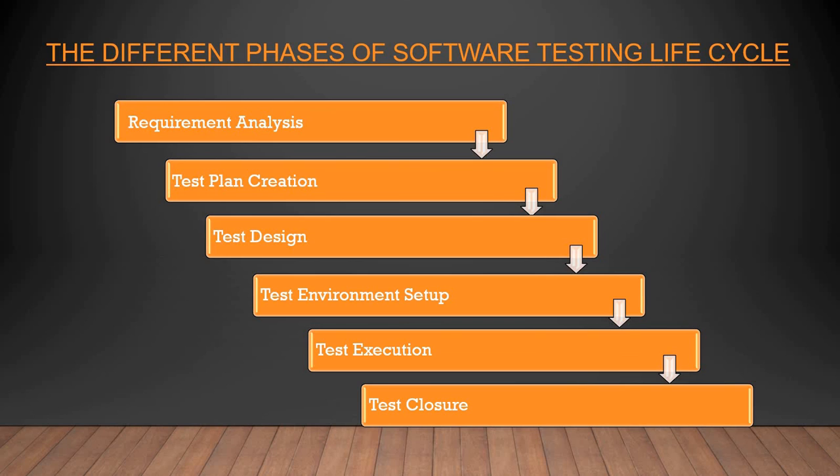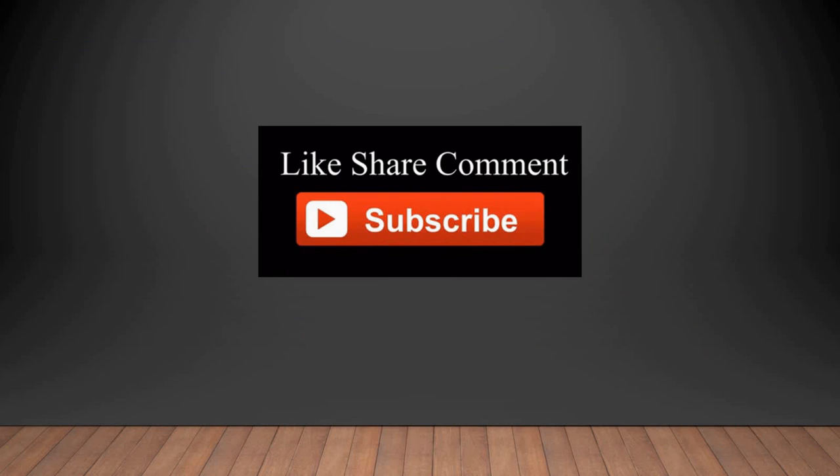So the entry criteria of test closure phase is test case execution report. Make sure there are no high severity defects open. Defect report. Deliverables is test closure report and test matrix. So this is all about software testing life cycle.